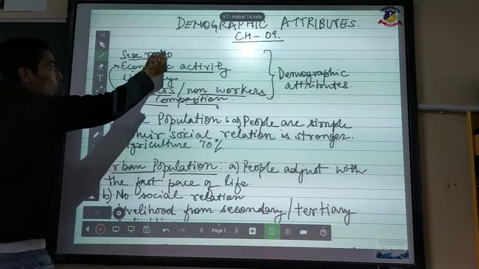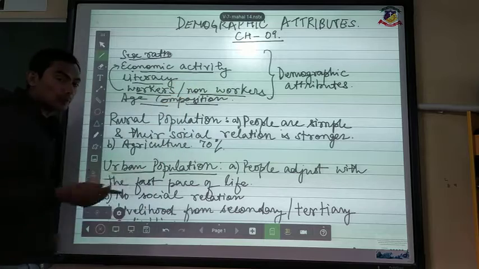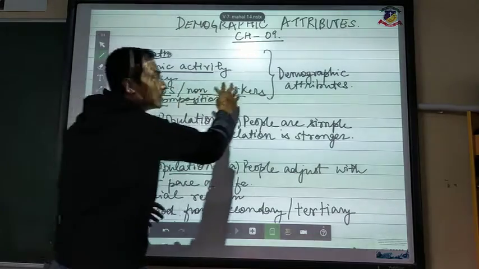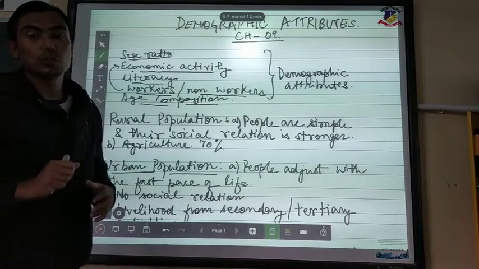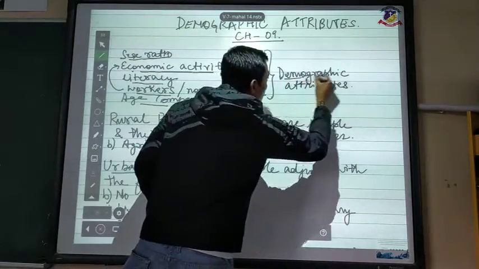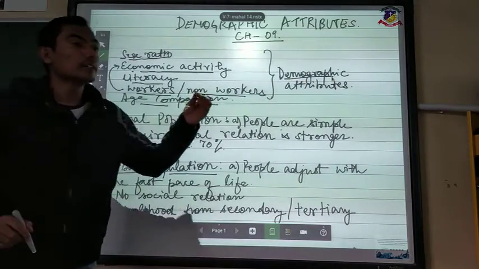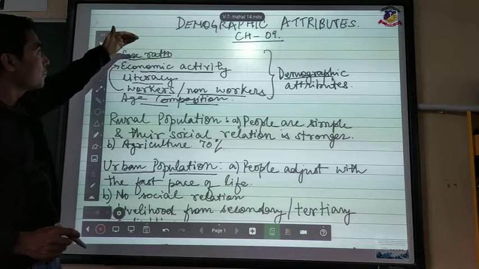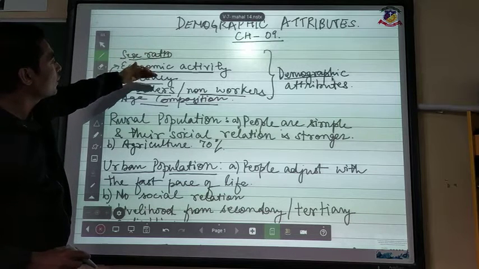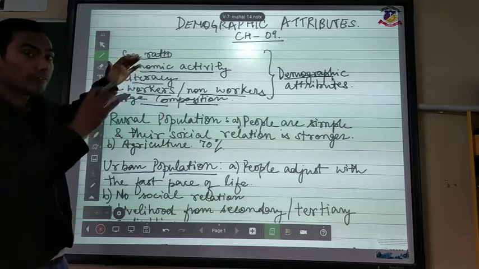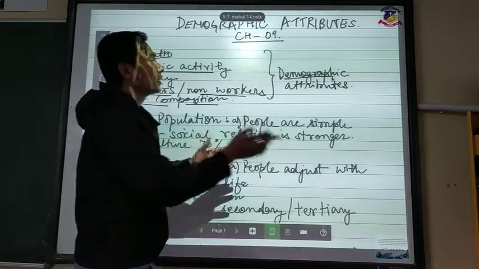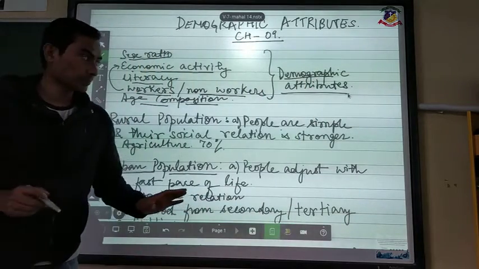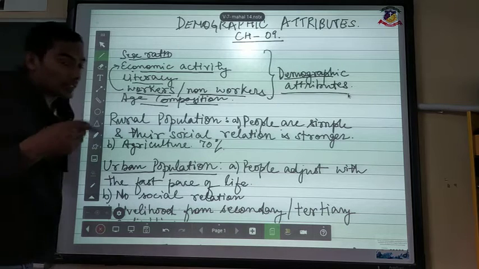So when all this is joined together and analyzed, that is called demographic attributes. The word demographic doesn't take account of only sex ratio or only economic activities, but it takes all these 5 different points, and when they combine together, it defines the demographic attributes of any country. Now let us continue with this chapter.